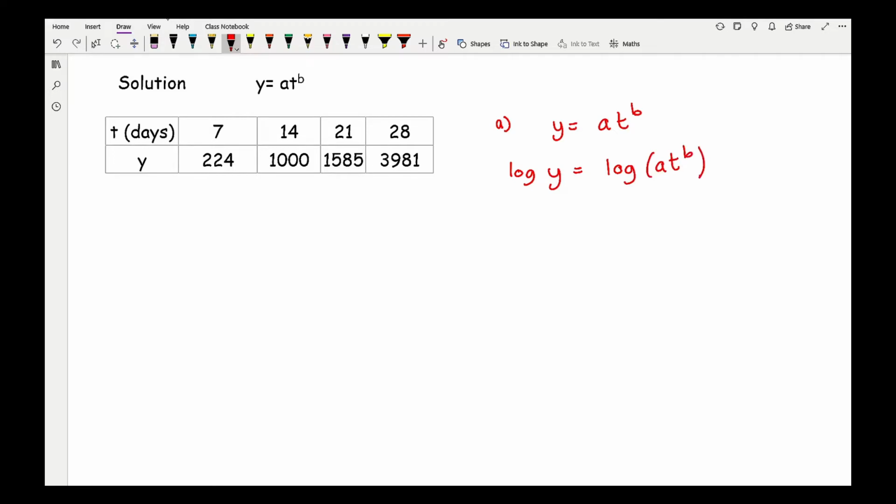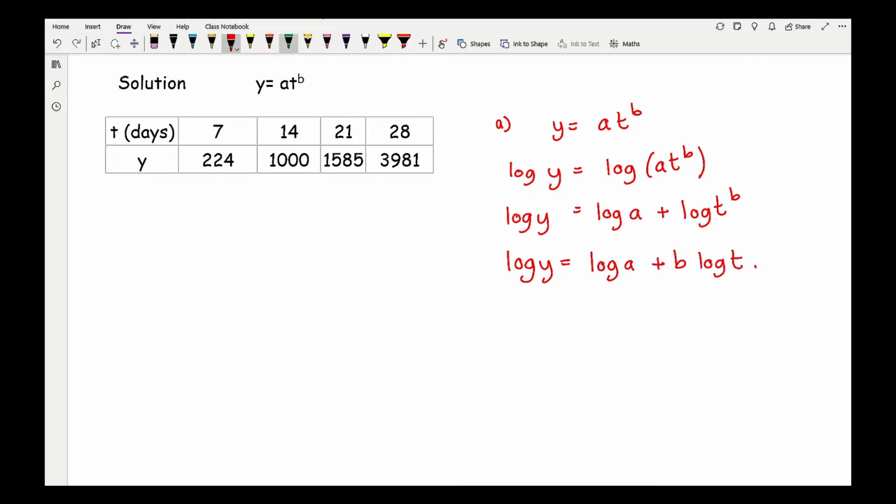And then I need to use the rules of logs to break up this right hand side. So I've still got log y equals, and it's going to be log a plus log t to the power of b. Just make sure the b doesn't look like a 6, because sometimes it can. And then finally I've got log y equals log a plus b log t.